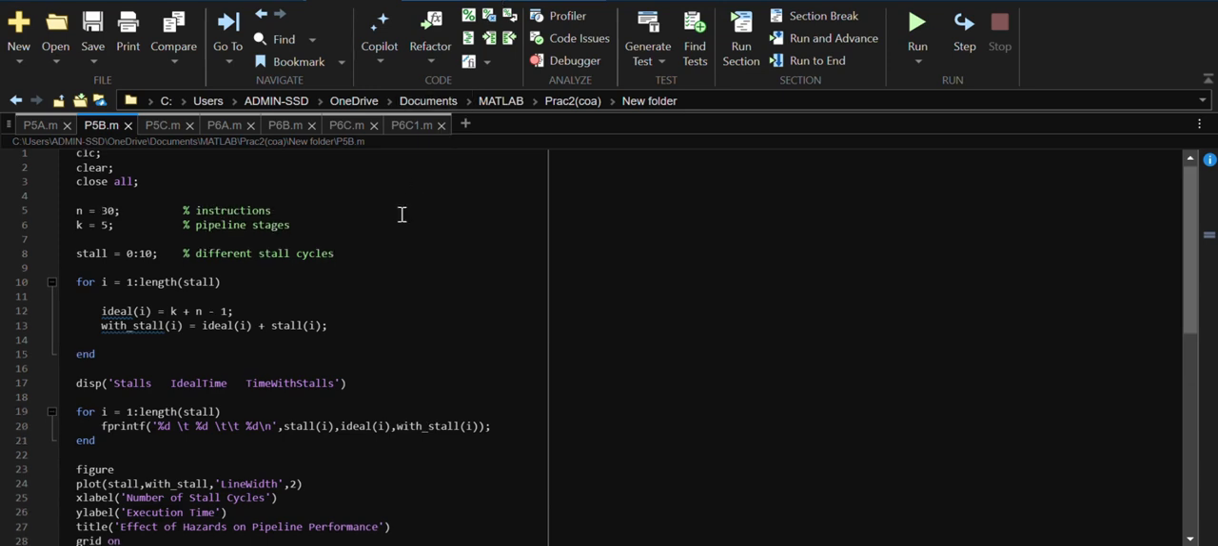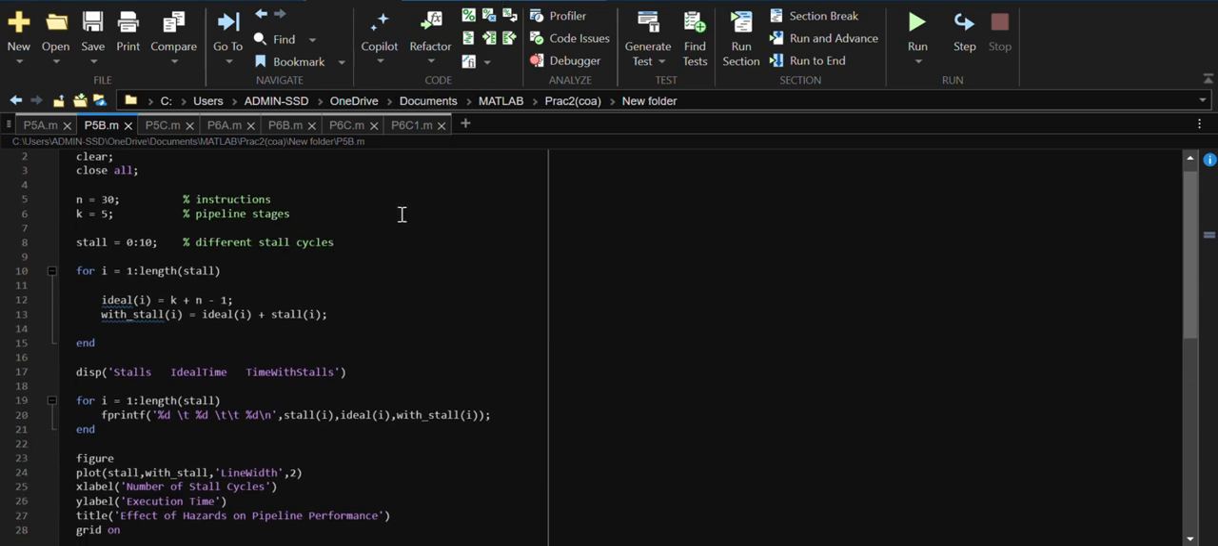The program first defines the number of instructions and the pipeline stages, then introduces a different number of stall cycles. It calculates the ideal execution, assuming there is no hazard. After that, it calculates the actual execution time.